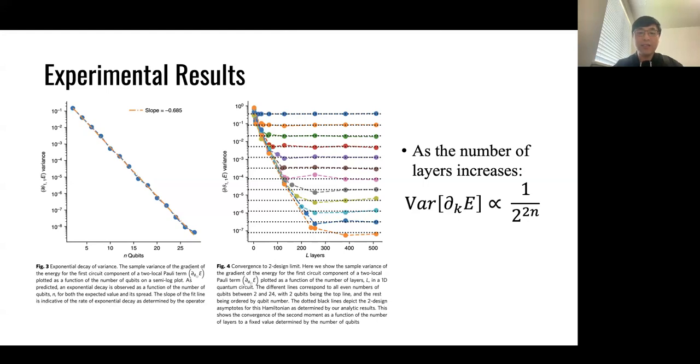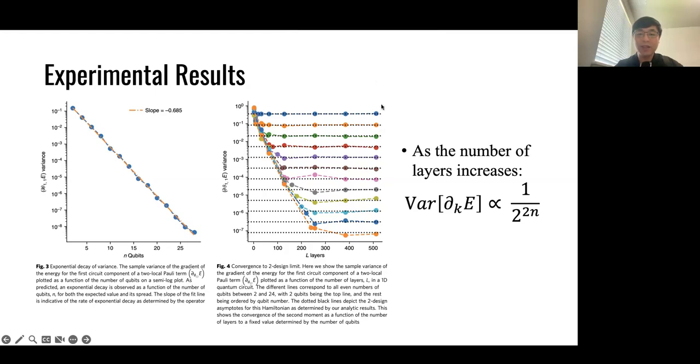On the right-hand side, figure 4 shows the relationship between the variance and the number of layers. The y-axis is still the variance, and the x-axis shows the number of layers, from 0 to approximately 500. The different lines correspond to all even numbers of qubits between 2 and 24, which means 2 qubits, 4 qubits, and so on.